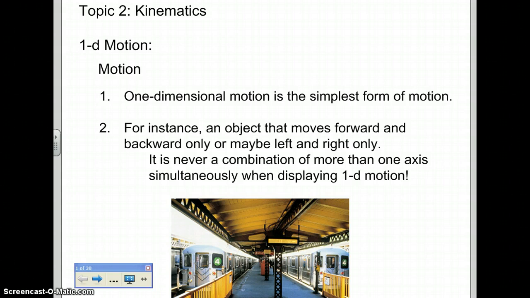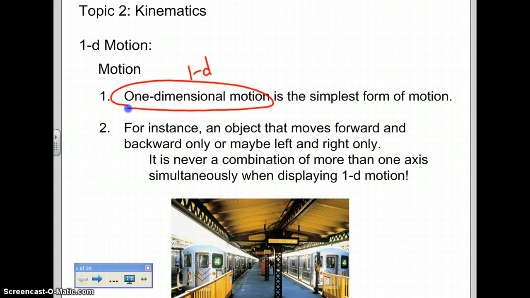So to begin here, topic 2 on kinematics, we're going to look at 1D motion, in which motion is one-dimensional motion as the simplest form. If there would be a multiple choice question, which form of motion is known as the simplest form of motion, you would say one-dimensional motion. I'm going to refer to this as 1D motion.